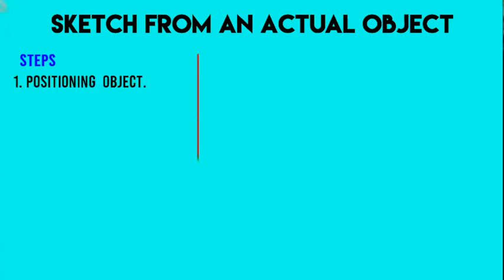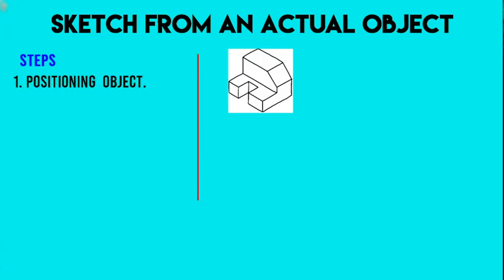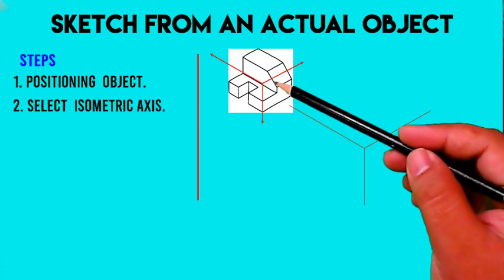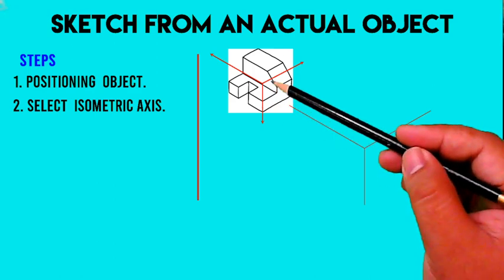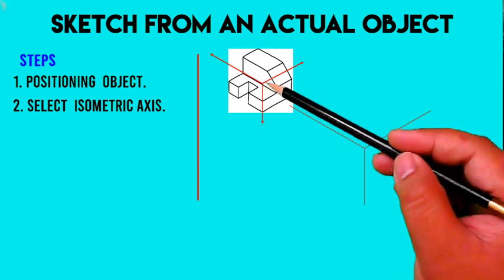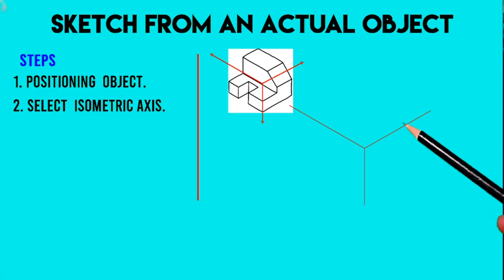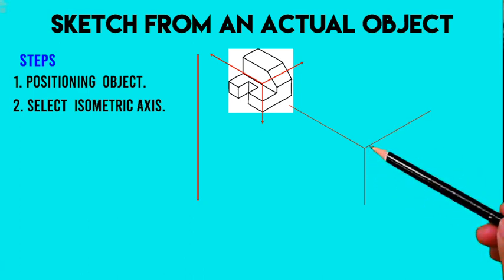Another example, okay? So, first one, let's position our object like so. Select the isometric axis. So, ang gagamitin natin ay ang third position pa din. So, imagine natin na ito pa yung ating third position. Okay. On our next video, I'm going to show you how to create that one in using the first position.